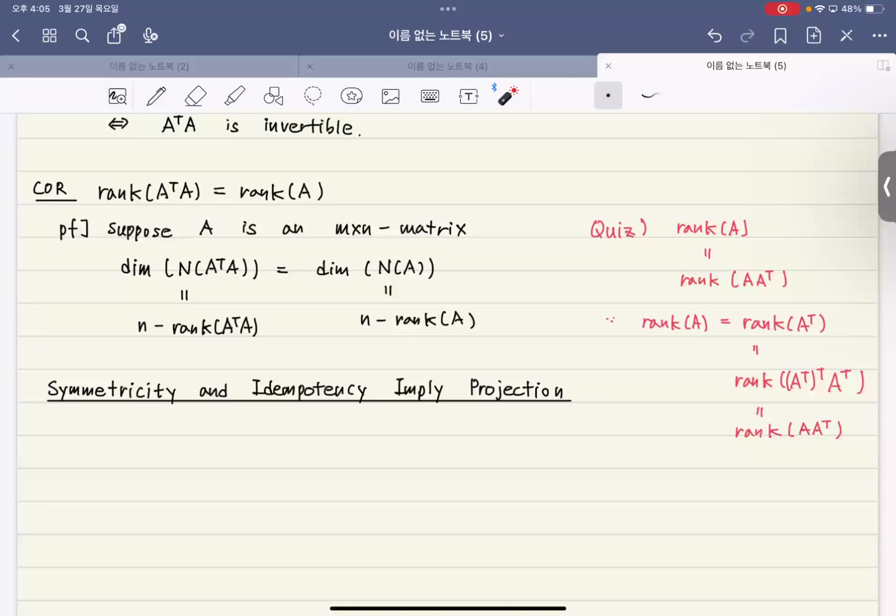And if you believe in this big slogan, then if you can find any square matrix that is symmetric and idempotent, that must be a projection matrix onto its own column space. This is something that I can even prove.